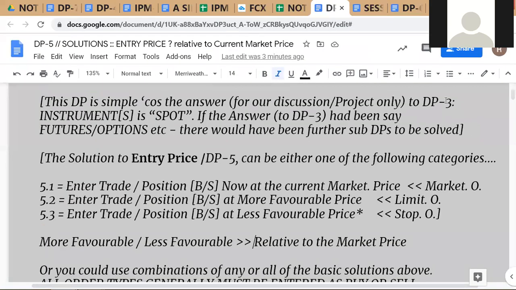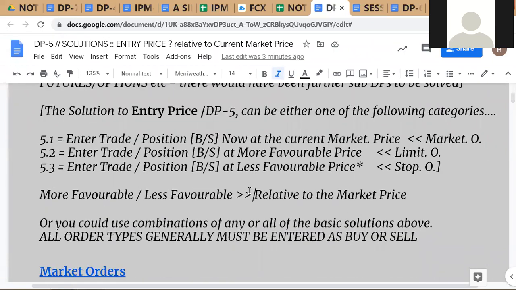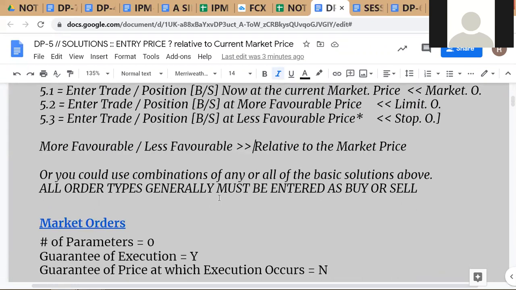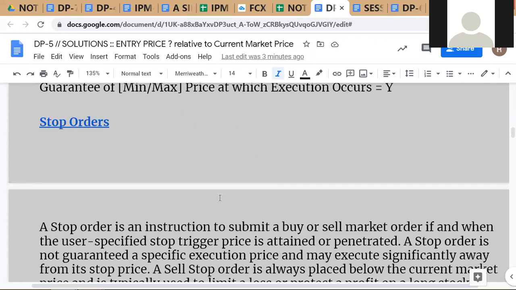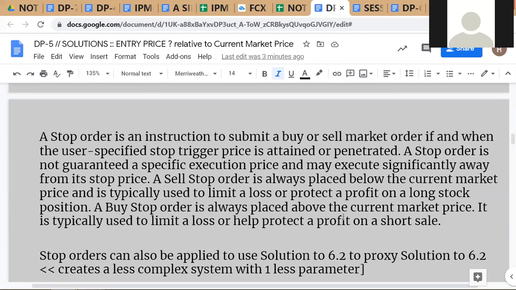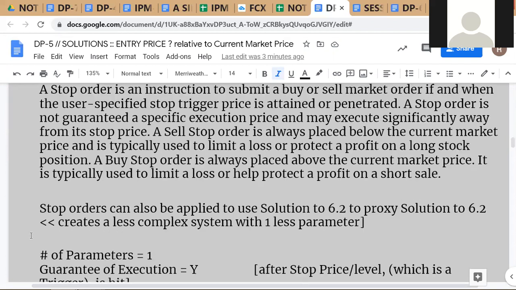Okay, sir. Thank you. So we have stop order. We can put this into the stop order part of it, if it's not written here. See, sell stop is always below the current market. Buy stop is always above. So this is basically it. Is it clear now? Yes, sir.